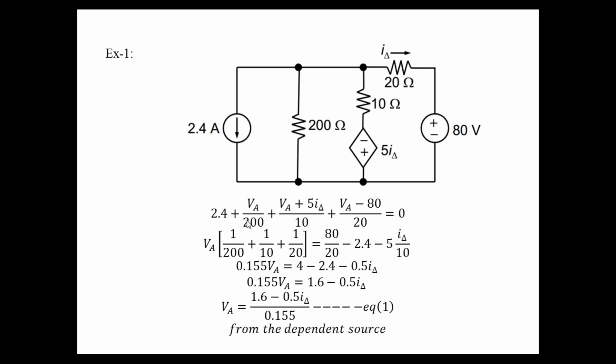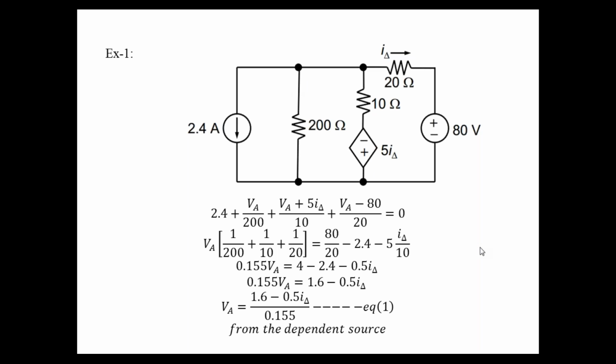Simplifying this equation, taking VA as common: 1 by 200, 1 by 10 and 1 by 20, these three terms are equal on the right hand side to 80 by 20, which becomes plus, and minus 5 I delta by 10, and minus 2.4. So we will have a single equation, obtained from the KCL equation form.